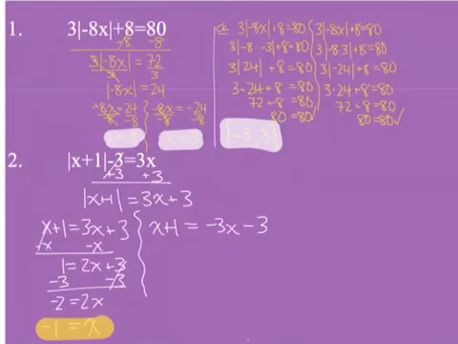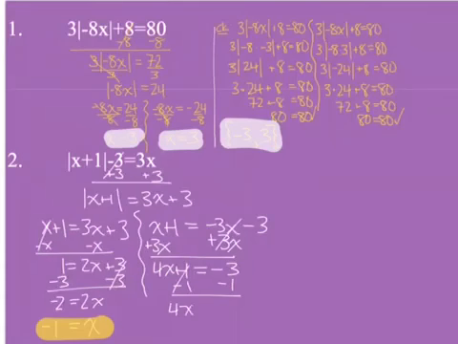On the other side, I'm going to add the 3x. And I get 4x plus 1 equals negative 3. Subtract my 1. 4x equals negative 4. Divide by 4. X equals negative 1. So in this case, we actually ended up with the same answer for both equations. It's not a big deal. It actually works out nicely because it means you only have to do one check.